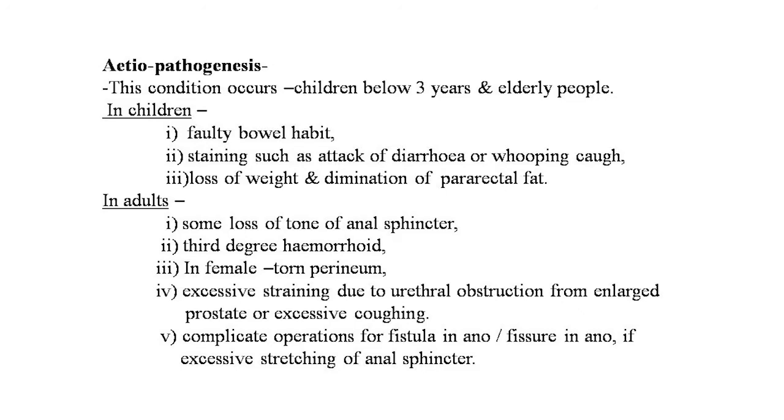In children, faulty bowel habits, straining such as attack of diarrhea or whooping cough, loss of weight and diminution of pararectal fat. In adults, some loss of tone of anal sphincter, third degree hemorrhoids. In females, torn perineum, excessive straining due to urethral obstruction from enlarged prostate and excessive coughing. Complicated operations for fistula in ano, fissure in ano if excessive stretching of anal sphincter.